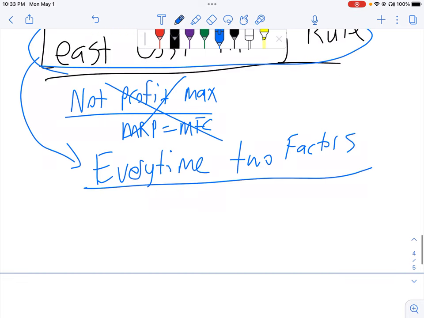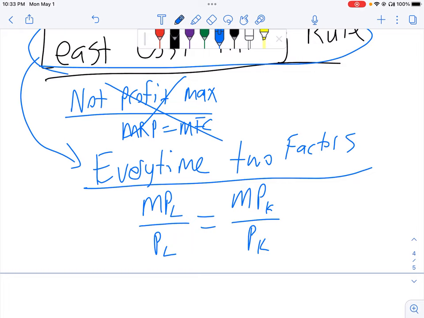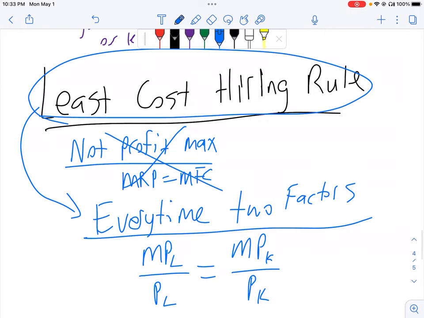The first thing that pops in your mind: marginal product of labor divided by the price of labor, marginal product of capital divided by the price of capital. What we're doing here is trying to figure out how much labor and capital we should hire. This gives us the least cost way to do it, which is wherever our marginal product divided by price is equal to our marginal product divided by price.